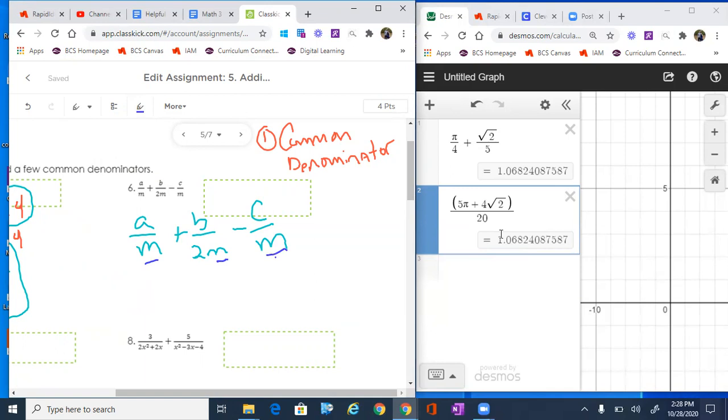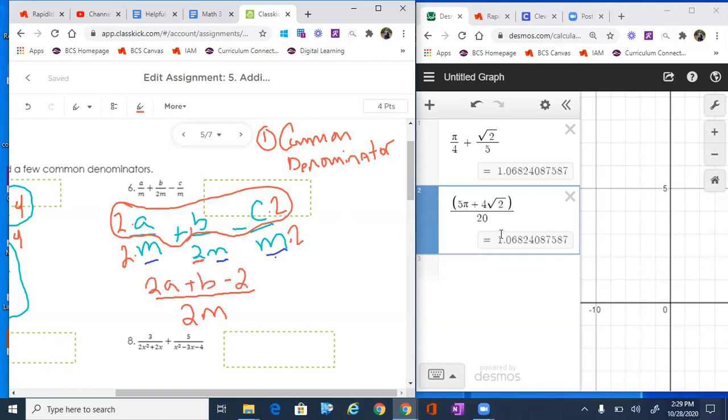The one thing they don't have in common is this 2. So all I have to do is give each fraction a 2 on the denominator and the numerator. So I just simply say, hey, this needs a 2, that needs a 2, because what you do to the bottom, you do to the top to keep it equivalent. And then I come over here, this needs a 2, and that needs a 2. Now you'll notice all of them have a 2m in the denominator, and I can just simply put this information in there. I could say 2a plus b minus 2c.